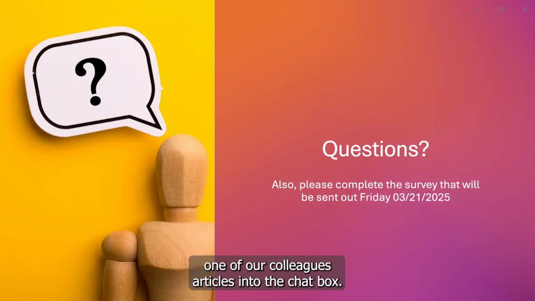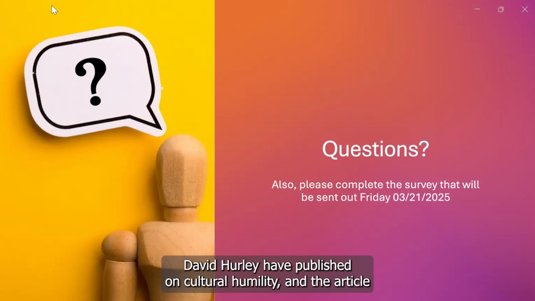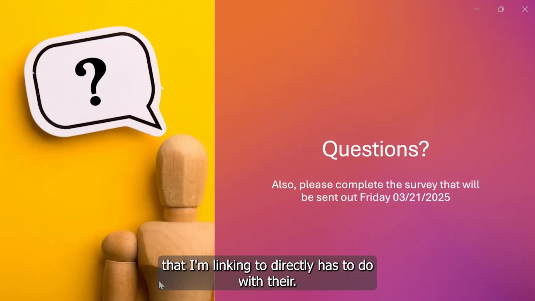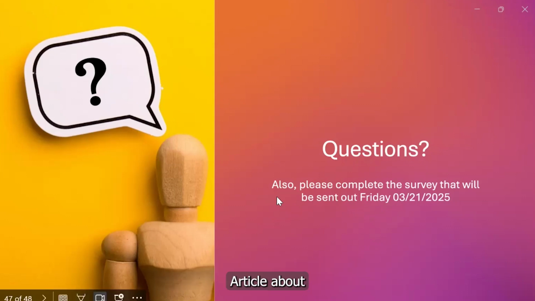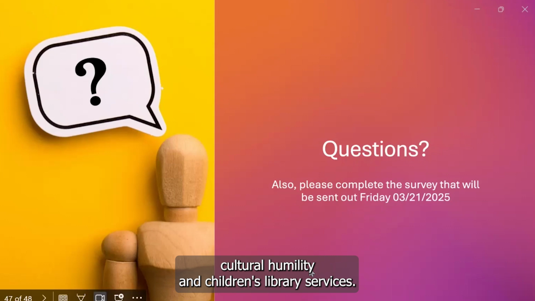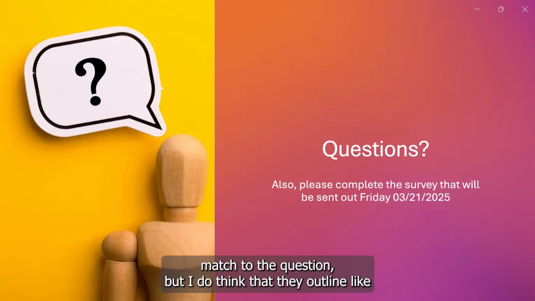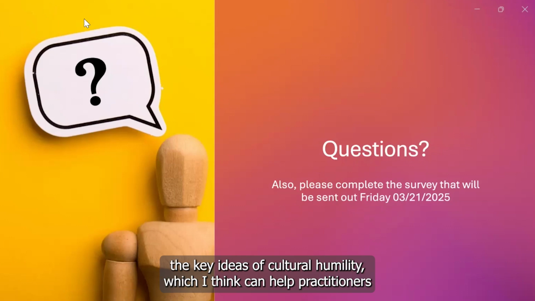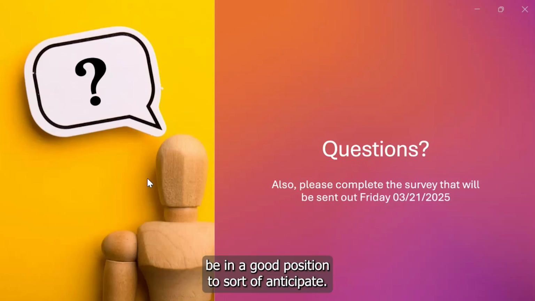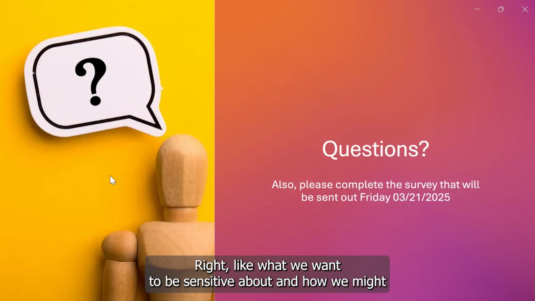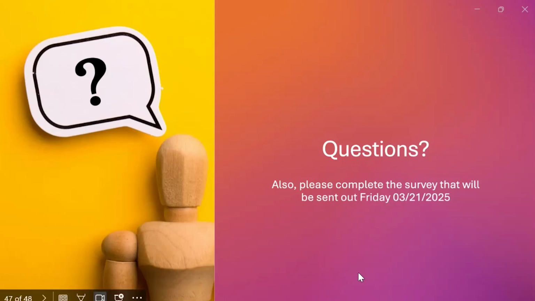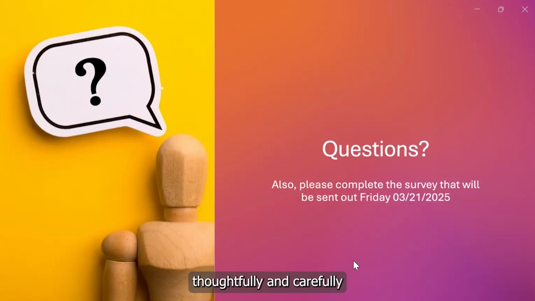I was going to pop one of our colleagues' articles into the chat box. Sarah Kostelecki, Lori Townsend, and David Hurley have published on cultural humility, and the article that I'm linking to directly has to do with their article about cultural humility in children's library services. I don't know that it's a perfect match to the question, but I do think that they outline the key ideas of cultural humility, which can help practitioners be in a good position to anticipate what we want to be sensitive about and how we might thoughtfully and carefully facilitate what we're aiming for. Thank you for sharing that.